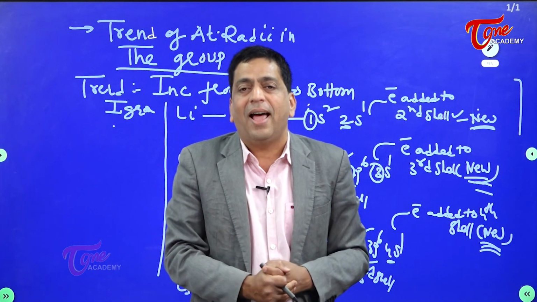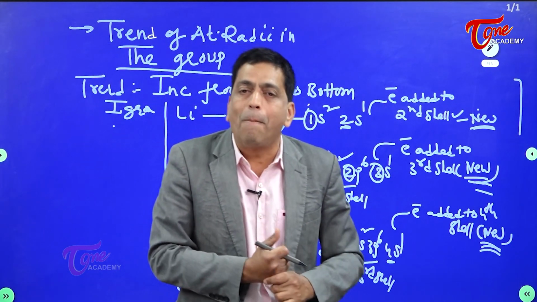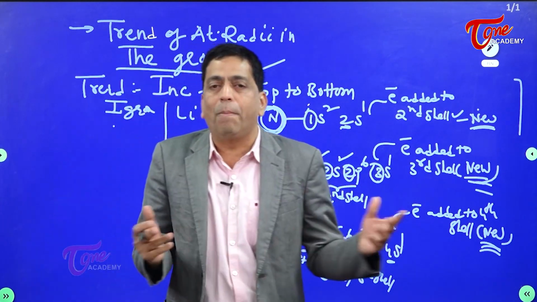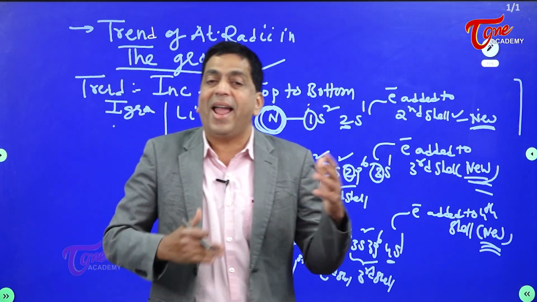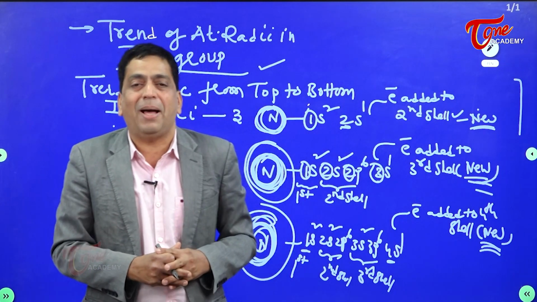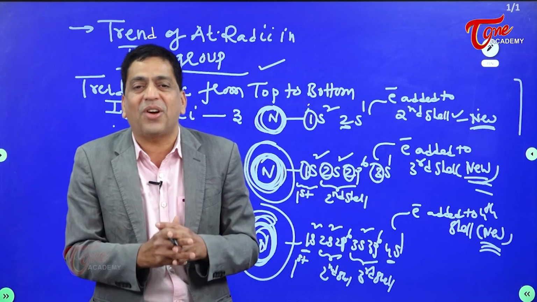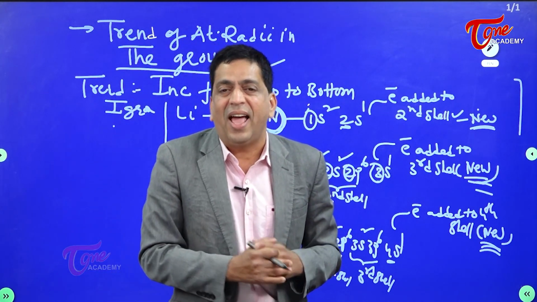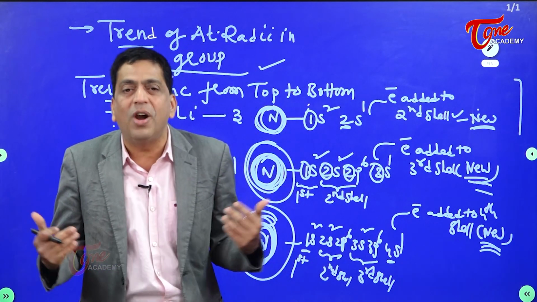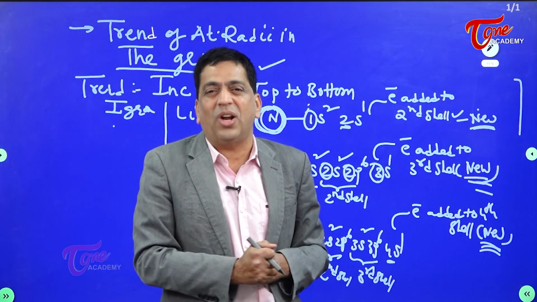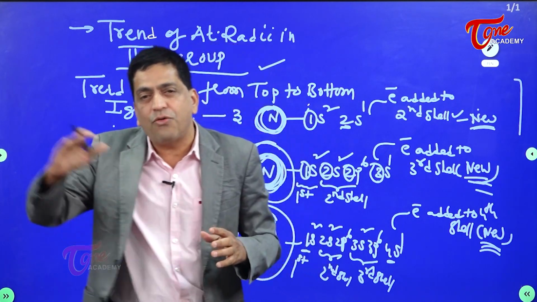Whereas in this case, the size increase of the nucleus is basically compensated by the addition of a new shell. Thereby, the effect of the increase of the nuclear force of attraction is not falling on the outermost shell as it would have if the electron had been added to the same shell. Since the addition of a new shell comes with new electrons, they are basically neutralizing and not allowing this increase of nuclear force of attraction to fall on the outermost shell.